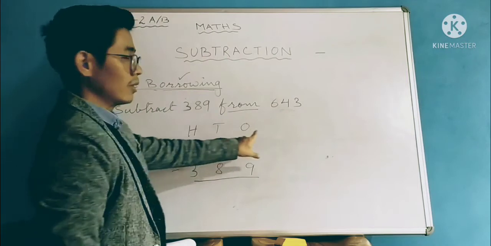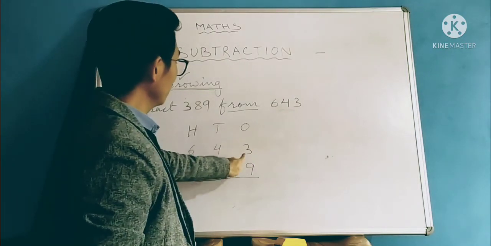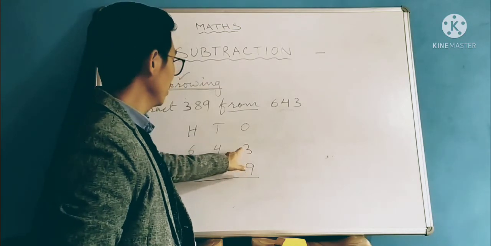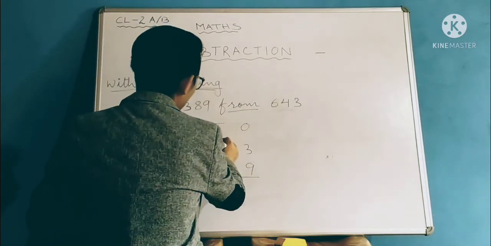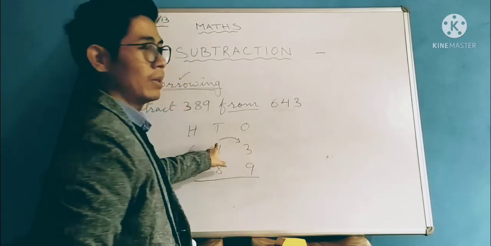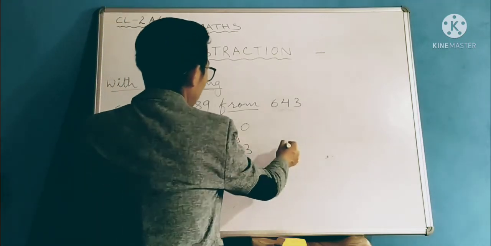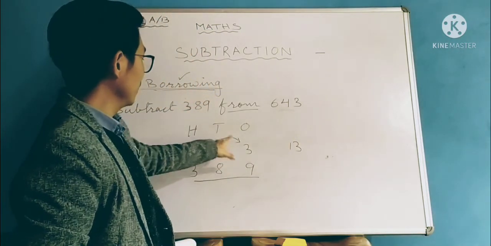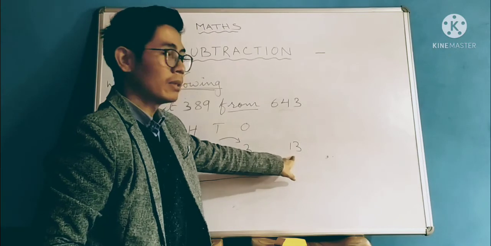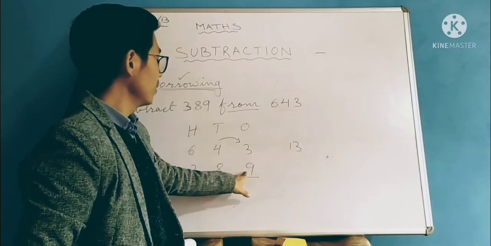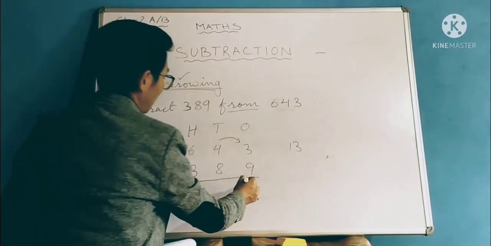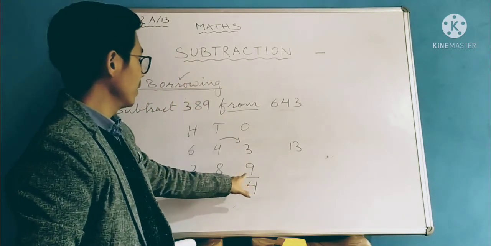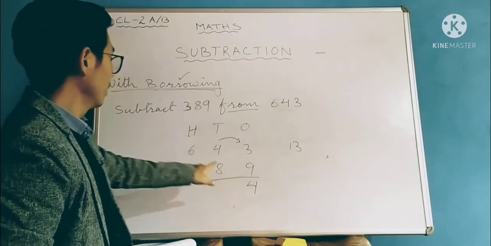Start from ones place. 3 and 9. It's not possible because 3 is a smaller number. So we need to borrow a number from tens place. So it will be your 13. Right? When you borrow the number from tens place, it will be your 13. Now 13 minus 9, you will get 4. 13 minus 9 is 4.